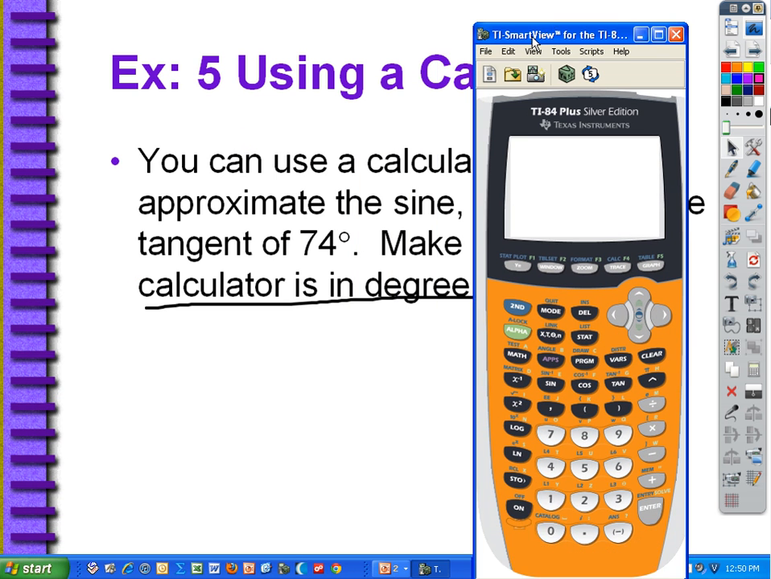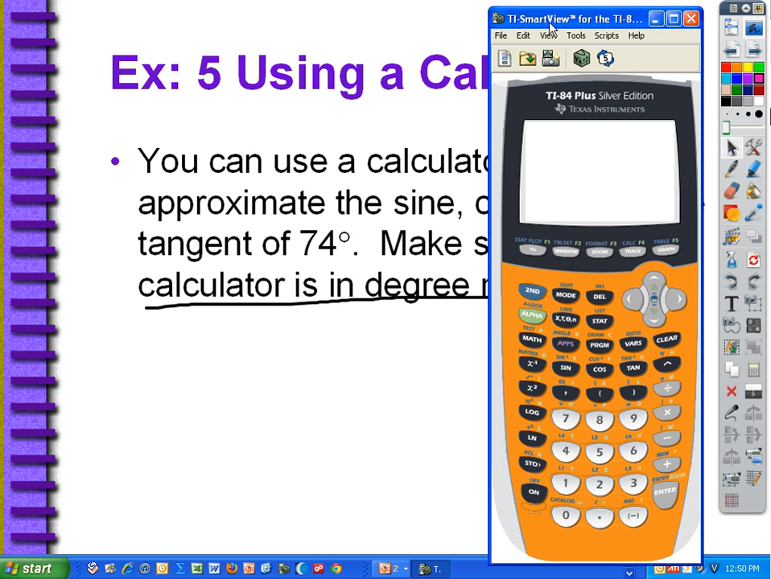The tangent of 74, I just go, notice I get these three buttons here: sine, cosine, and tangent. I'll just choose the tangent button, and then I'm going to put the angle in degrees inside the parentheses, so 74. And what that says is the tangent of 74 degrees. And your calculator is going to tell you that, and that's the answer.